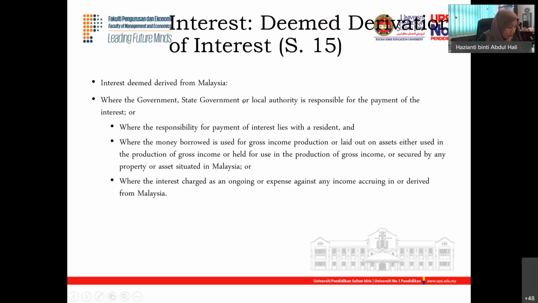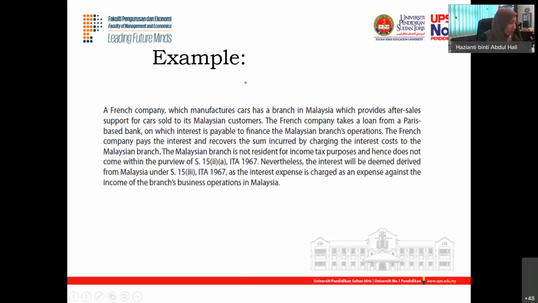You have one example here, a French company which manufactures cars, has a branch in Malaysia, and they provide after-sales support for cars sold to its Malaysian customers. It takes a loan from a Paris-based bank on which interest is payable to finance the Malaysian branch operation. So the French company pays the interest and recovers the sum incurred by charging the interest cost to the Malaysian branch. The Malaysian branch is not resident for income tax purposes and hence does not come within the purview of Section 15(2)(a). Nevertheless, the interest will be deemed derived from Malaysia under Section 15(3), as the interest expense is charged as an expense against the income of the branch business operation in Malaysia.